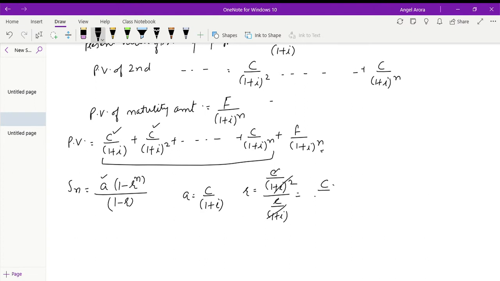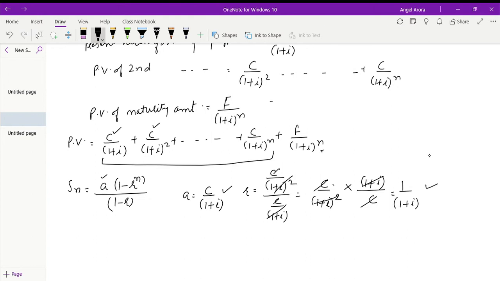C upon 1 plus I raised to 2 divided by C. So that means multiplied by 1 plus I raised to 2 divided by C. So C will get cancelled with C, and this will get cancelled with this. So we get 1 plus I. This will be the common ratio. So A will be C upon 1 plus I, and R will be 1 upon 1 plus I.